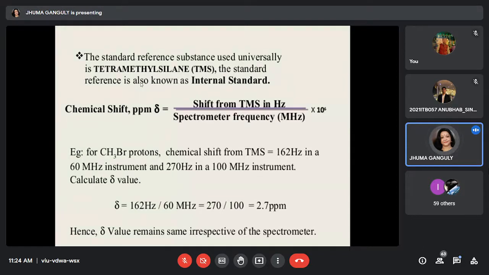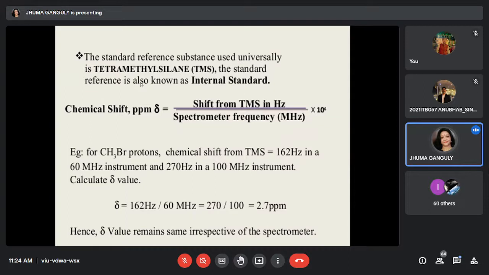And another point, it should be soluble in the solvent, because for NMR we use NMR inactive solvent. That is, all solvents should have deuterium, not proton. H, only D. So it does not merge with any sample signal. And sometimes you can also say thermal stability should be there.